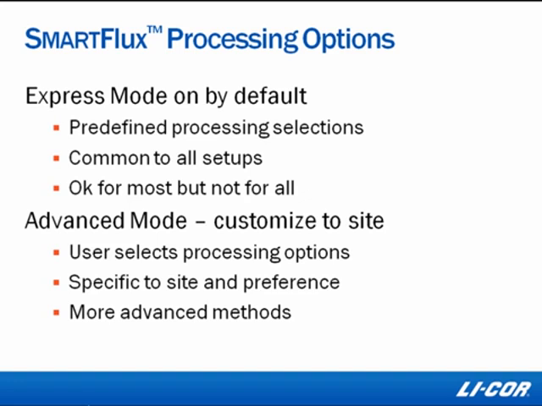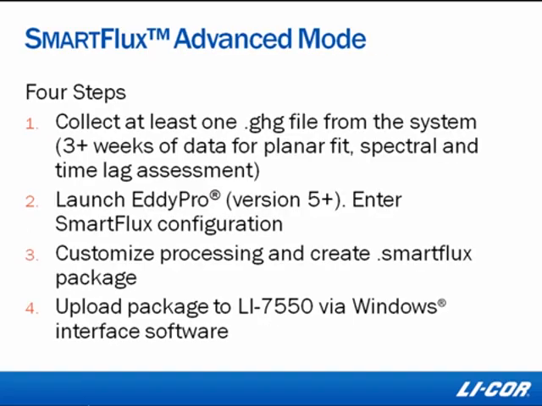That's when we can use the advanced mode. The advanced mode allows us to choose which methods are applied, and also allows us to use more advanced methods. So how do we use advanced methods? There are basically 4 steps. We need to collect at least 1 or 2 files from the system. So we need 1 GHG file at least. And if we want to use some advanced data processing options like the planar fit and some in situ spectral corrections, we need a lot more data. So at least 3 weeks or 1 month of data for the more advanced options.